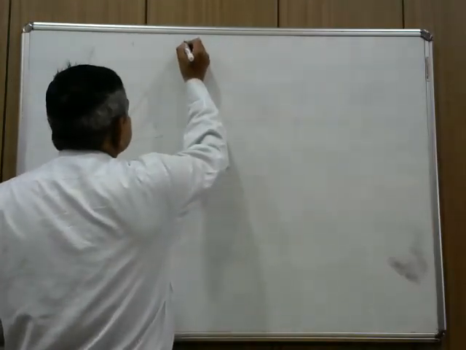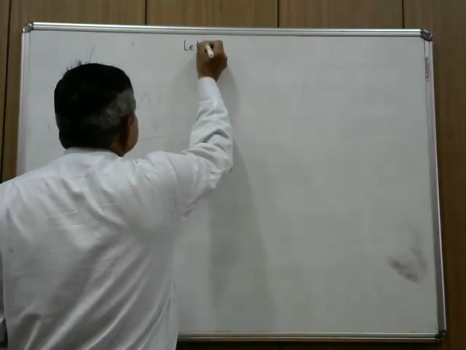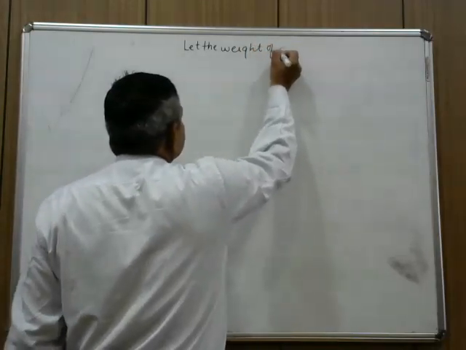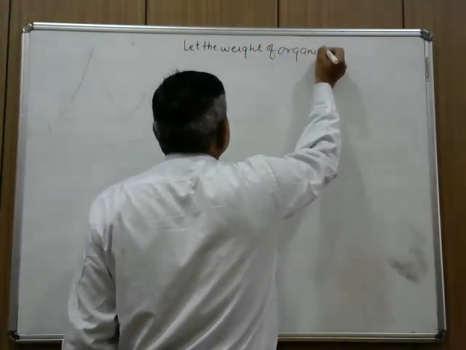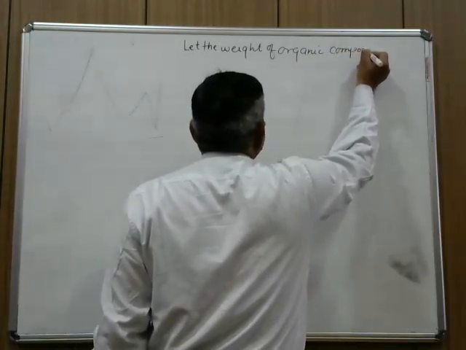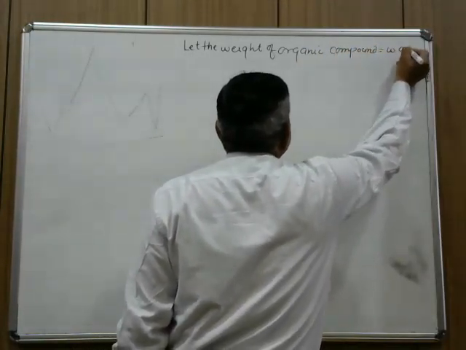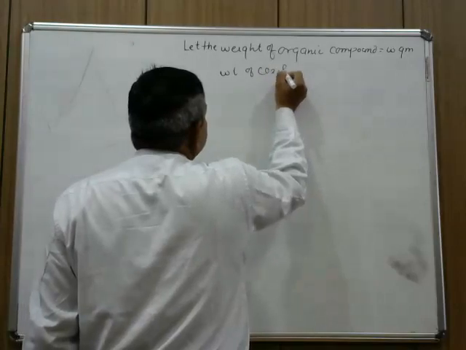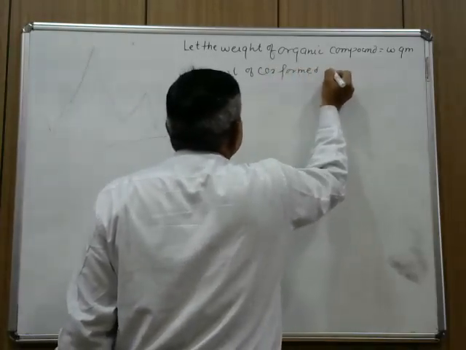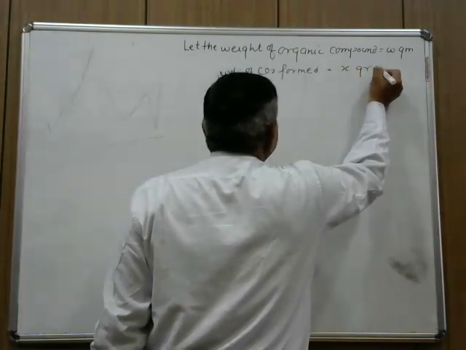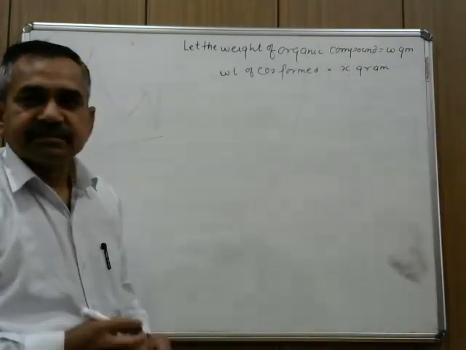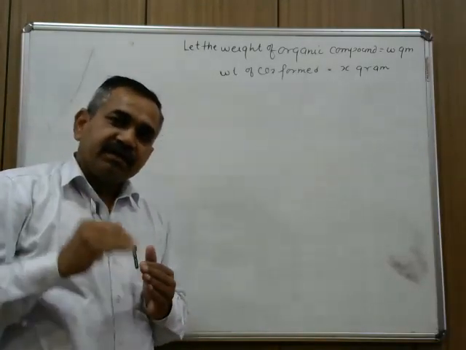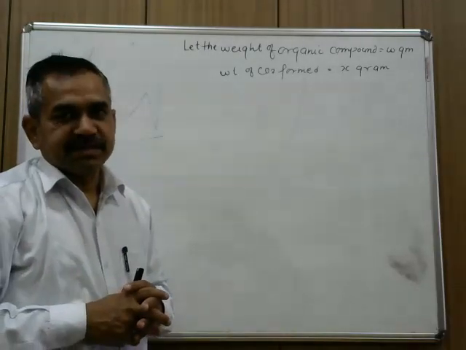First, let the weight of organic compound taken be W gram, and the weight of CO2 formed be X gram. Now to calculate the percentage, we first apply the mole concept.